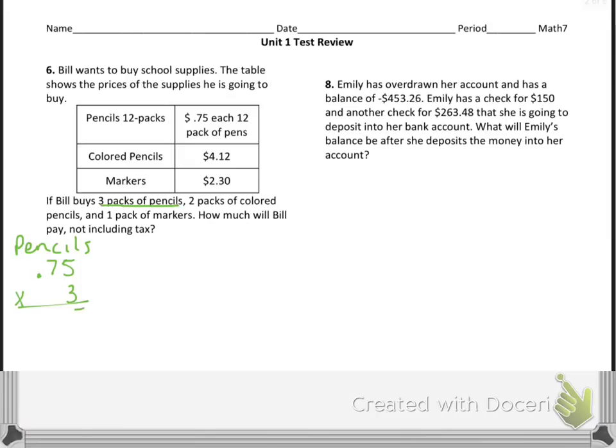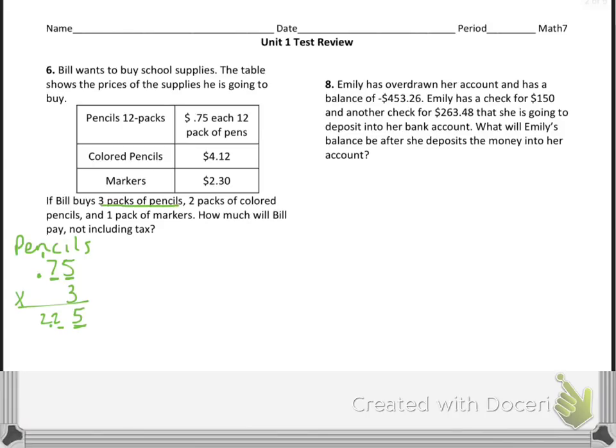3 times 5 is 15. 3 times 7 is 28. No, 21 plus 1 is 22. There are 2 decimal places in my problem. That's how many are in my answer. So he spends $2.25 on pencils.